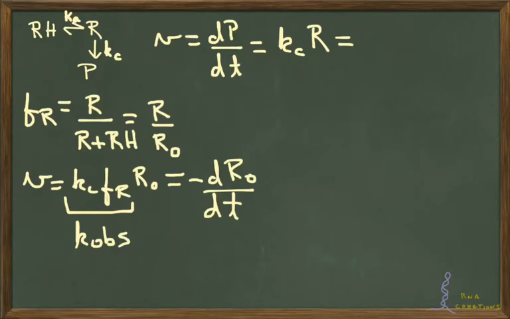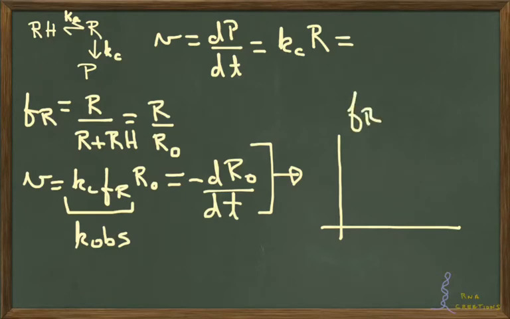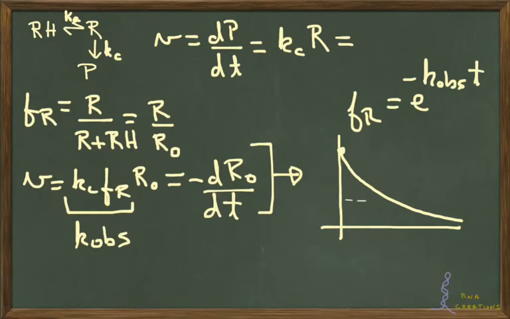And you guys will recall that if we take this and we solve it, we would get an equation that would be F sub R is equal to E to the minus K obs T, where K obs is Kc times Fr, and we would just plot it like this. And we get out a T1 half. From this we can get out K obs just by fitting it.